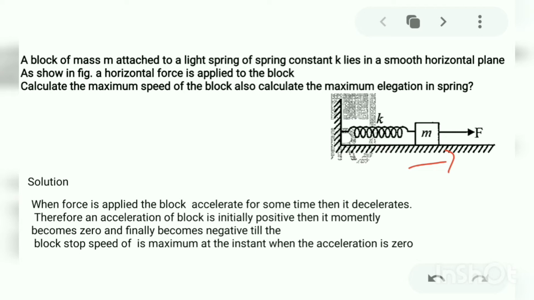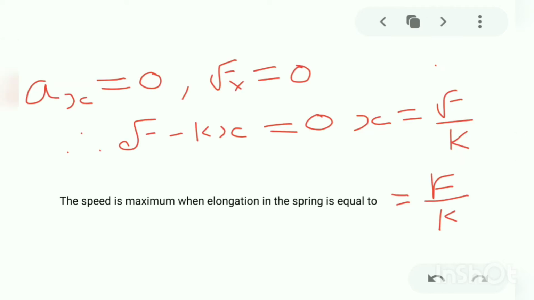and it will decelerate after time t1. So when the force is applied, the block accelerates for some time, then it decelerates. Therefore, the acceleration of the block is initially positive, then it becomes zero, and finally becomes negative. So in terms of mathematical expression, a of x is equal to 0. F of x is the acceleration at time 0, and f of x is 0.